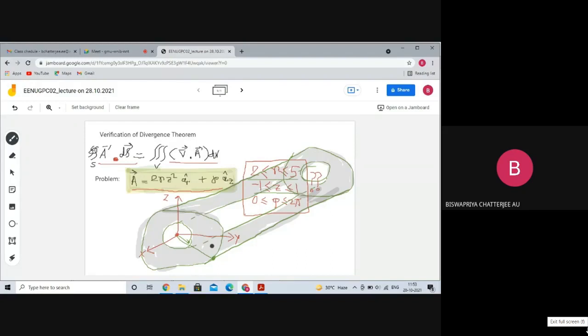If this diagram is okay with you or not. Yes, sir. Okay, now if it is okay, then my next question: how many surfaces are there? Can you tell me how many surfaces are there?